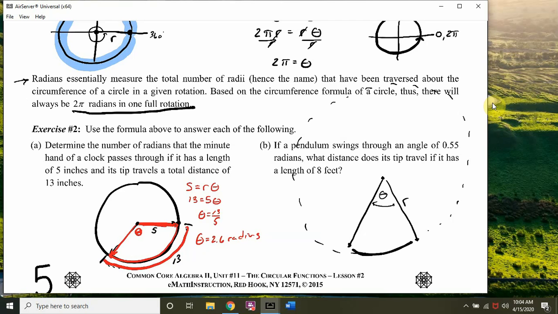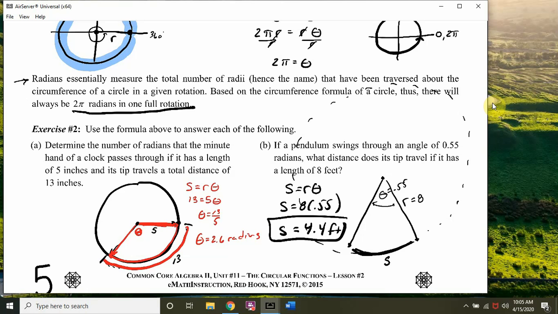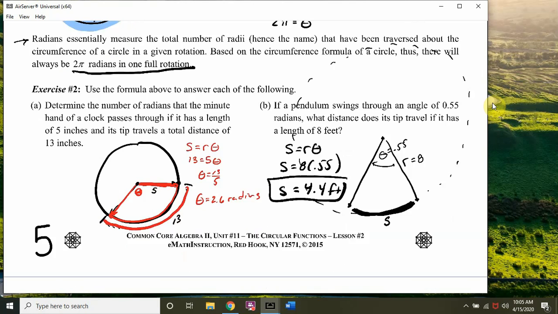So it swings to an angle of 0.55 radians, so that's theta. What distance does its tip travel if it has a length of 8 feet? So the length of the pendulum, the radius, is 8 feet. We're looking for the arc length this time. S equals r theta. S is going to be 8 times 0.55. And so let's see what that ends up being. 4.4 feet. So if we had a pendulum that was 8 feet long and it swings a little more than half a radian, it's going to cover 4.4 feet. All right, folks, so a couple S equals R theta problems. Let's turn to the next page.